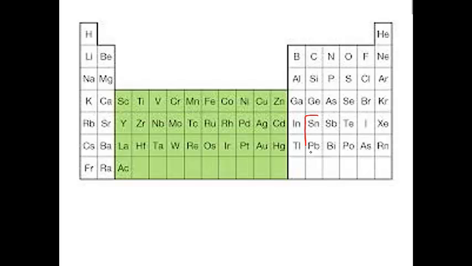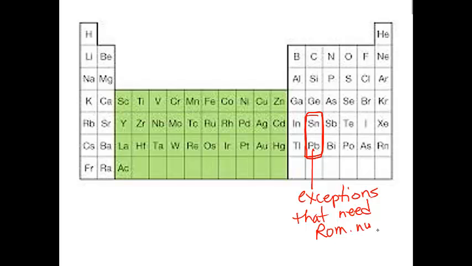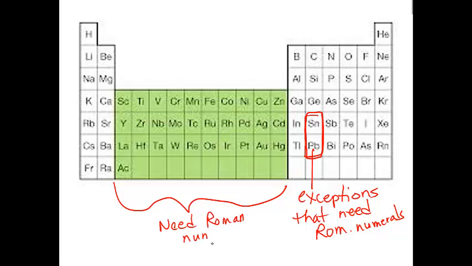So tin and lead are exceptions. You need to highlight them, color them, outline them somehow. These are going to be exceptions that need Roman numerals. Now, everything that is in this transition metals section will need Roman numerals, just because those are the ones that we don't have a specific plus charge for.